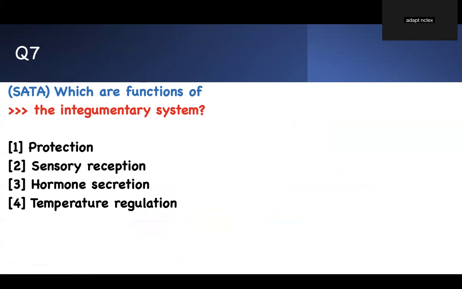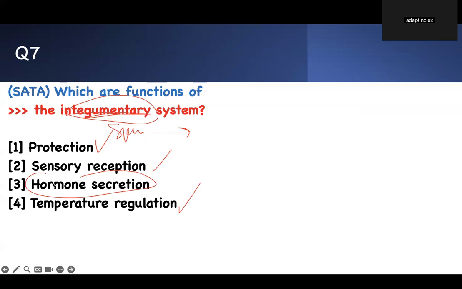Which are the functions of the integumentary system? It is very important that you master the verbiage. Instead of me saying skin, I use the word integumentary system. Expect them to use that. It's just the skin layer. What does the skin do? It protects you. You have sensory reception. You can feel it. Thermoregulation. The skin is not primarily for hormone secretion. So 1, 2, and 4 are your right answers. You see, this is a select-all-that-apply question.